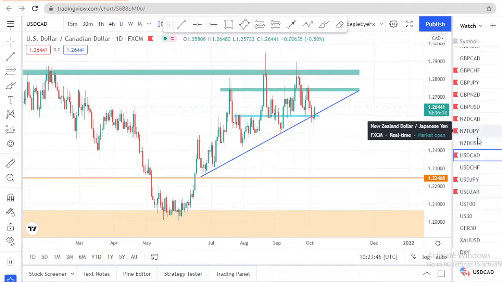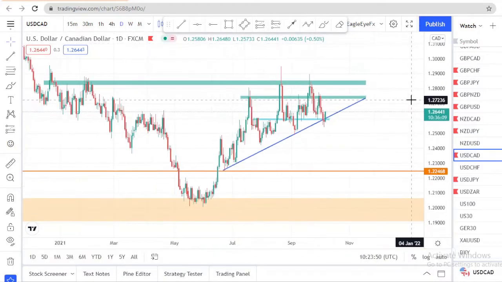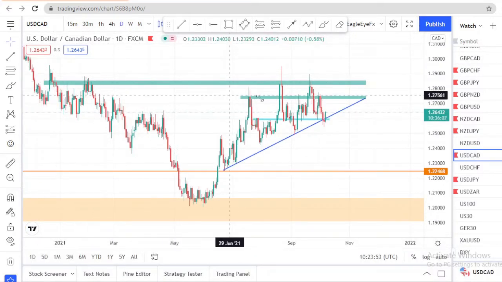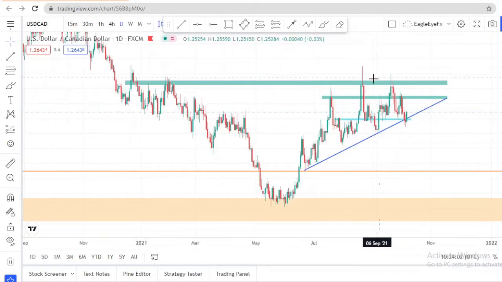All right, so let's start with USDCAD. So I'm on a daily time frame. All right, so I've already marked my zone. So this is the highest I've seen USDCAD going. There's a touch here and a touch here, and there's a touch here, with definitely this was a fake out. All right, this was a fake out.